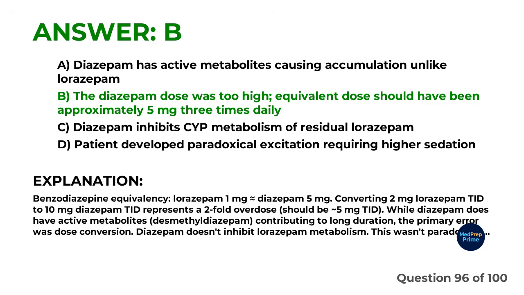While diazepam does have active metabolites, desmethyldiazepam, contributing to long duration, the primary error was dose conversion. Diazepam doesn't inhibit lorazepam metabolism. This wasn't paradoxical excitation. Proper benzodiazepine equivalency calculations are critical to prevent overdose when switching formulations or agents.